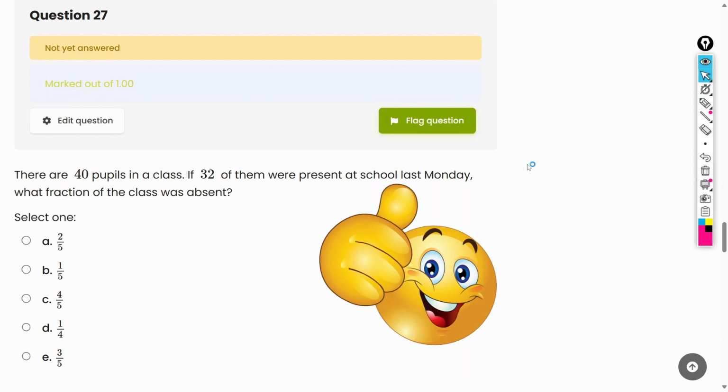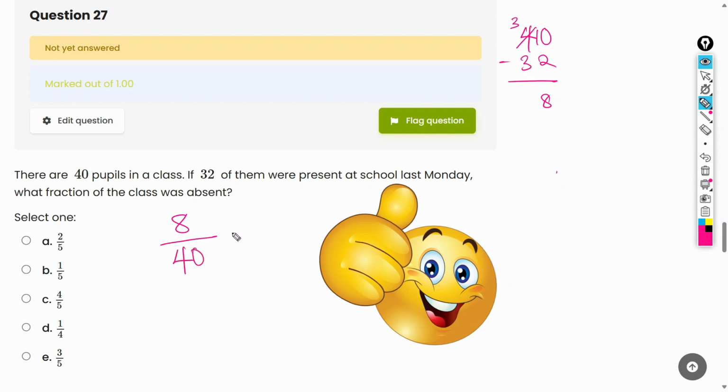There are 40 pupils in a class. If 32 of them were present at school last Monday, what fraction of the class was absent? To figure out the fraction of the class that was absent, we should first figure out the number of people that were absent. If 32 were present, then those absent is 40 minus 32, which is 8. So 8 people were absent. 8 out of 40 were absent.